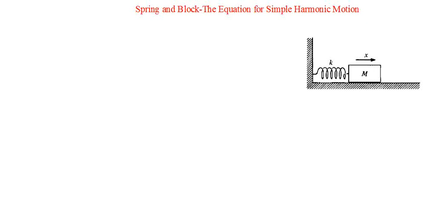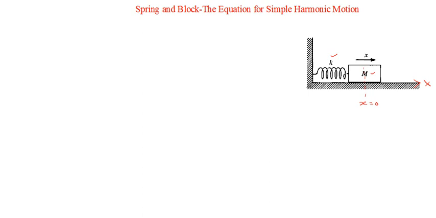In order to do that, we have a very simple system which executes SHM, in which we have a horizontal spring of spring constant K connected to a block of mass M, which is resting on a horizontal frictionless surface. Let's assume that the equilibrium position of the block is denoted as x equal to 0, and the x-axis is along the horizontal surface.